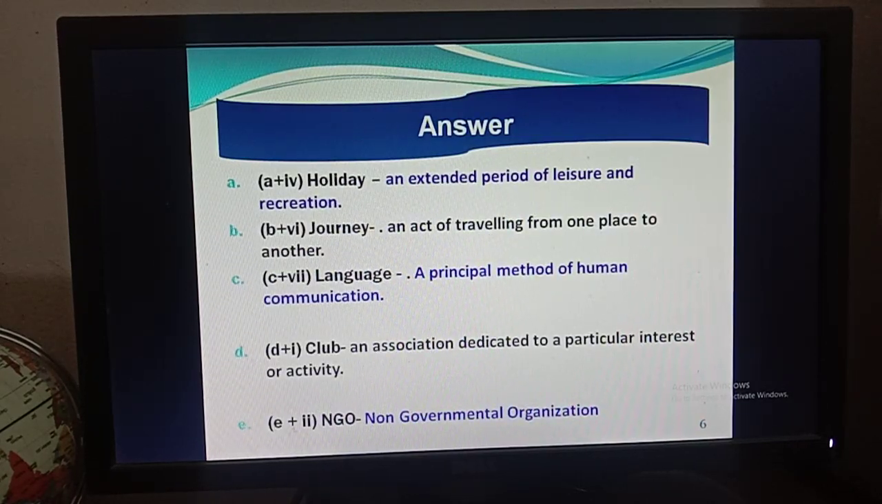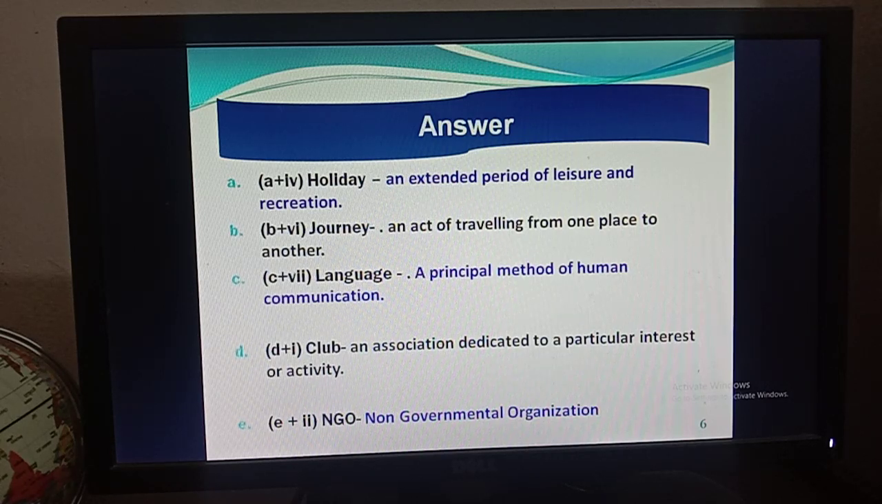Okay, E plus Roman number 2, then the main word NGO, non-governmental organization, the meaning of the word. I hope boys, all of you are clear about it. Okay, and you can write it down in your CW copy and you have understood how to write it down. Okay, so this is all about your question number 1, that means matching with column A and column B.